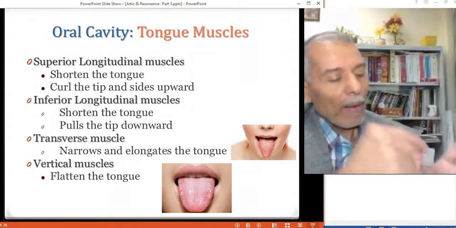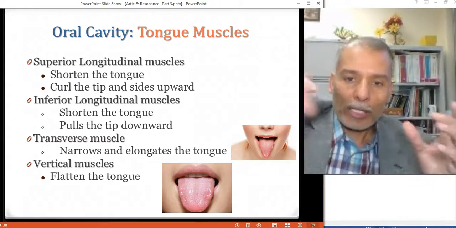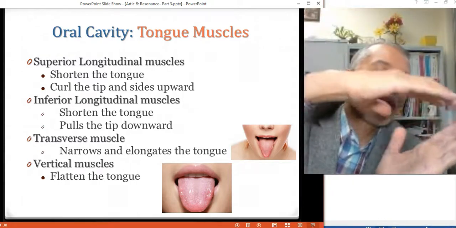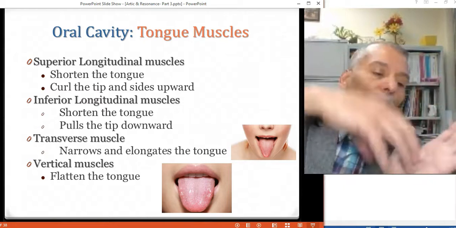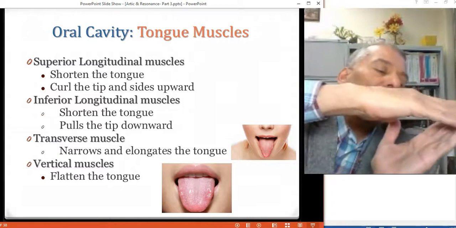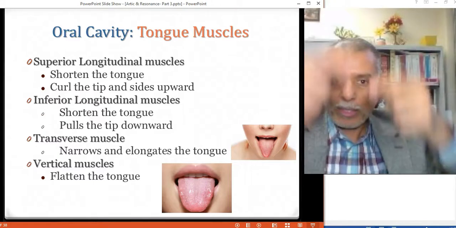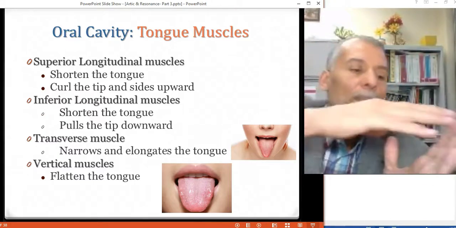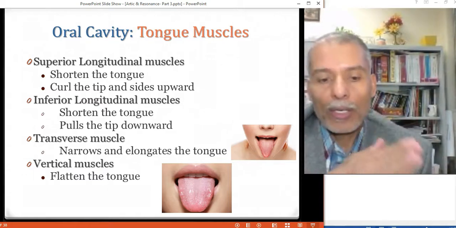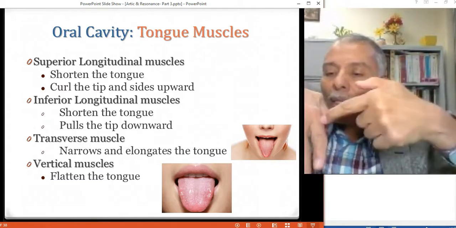Vertical, it spans all sides. I mean, you can think of it, as I explained in the class, like the coils of a mattress. They spread all over the mattress, connecting the top to the bottom. So connecting basically the superior with the inferior longitudinal muscles, and filling in the space, but the muscles are oriented like coils of a mattress. And then we have the transverse. The transverse goes from side to side, side to side.